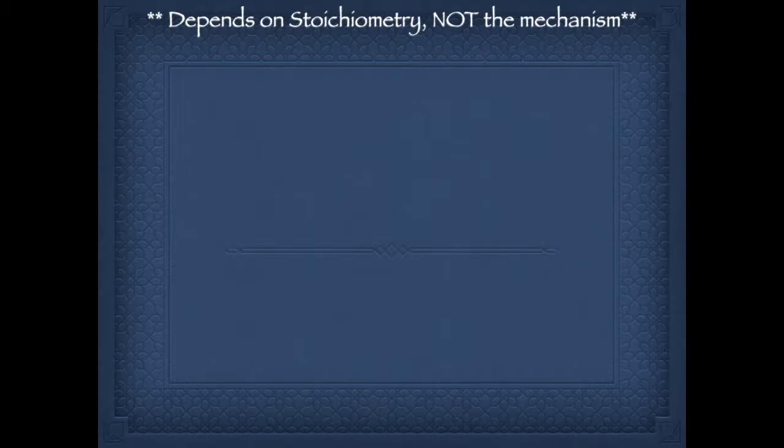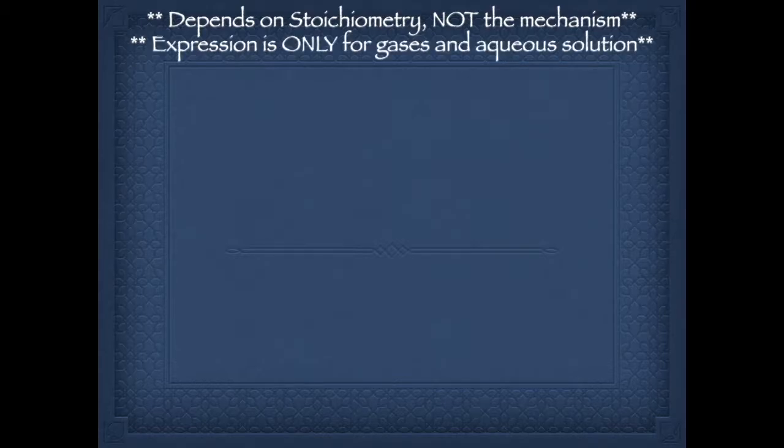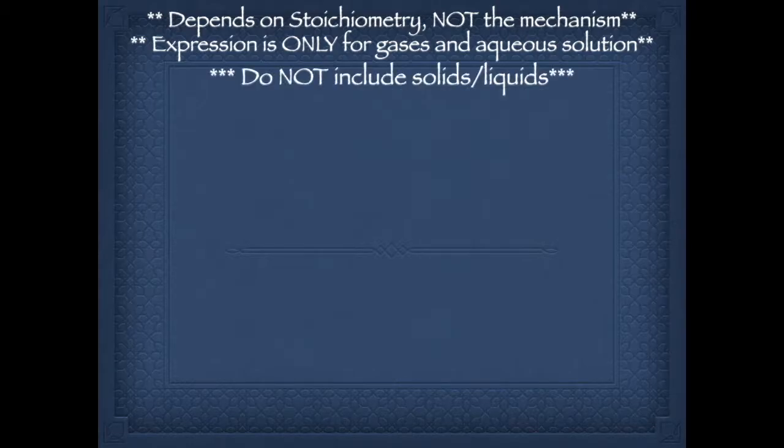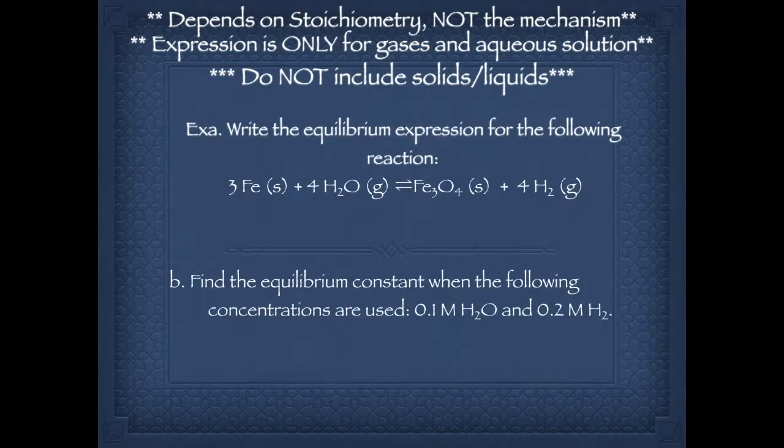Now, let's actually look at an example in which we're calculating our equilibrium constant. And 3 things for you to keep in mind. The first is that your equilibrium constant depends on the stoichiometry, not the mechanism. And so we'll be using the coefficients from the reaction. Secondly, the expression is only valid for gases and aqueous solutions. So therefore, if you have a solid or a pure liquid, you are not going to include it in your equilibrium expression. So let's look at an example.